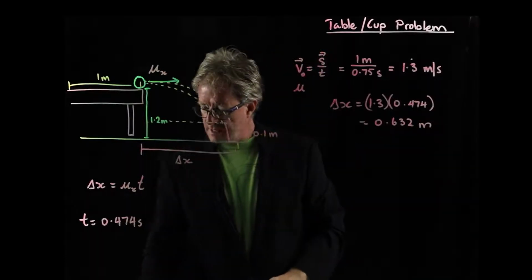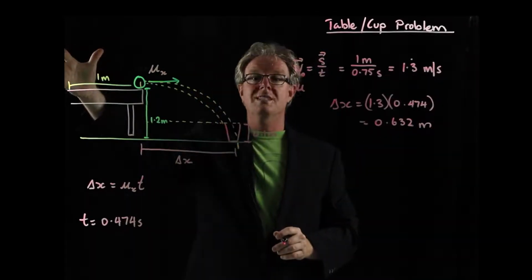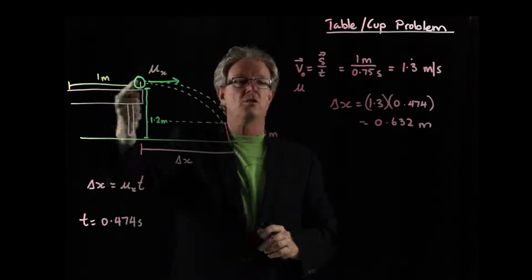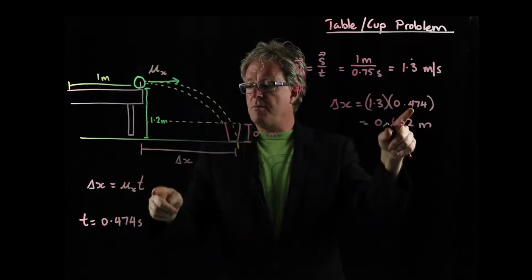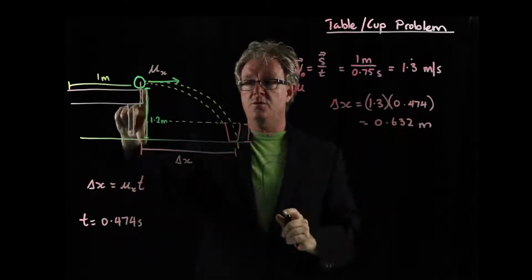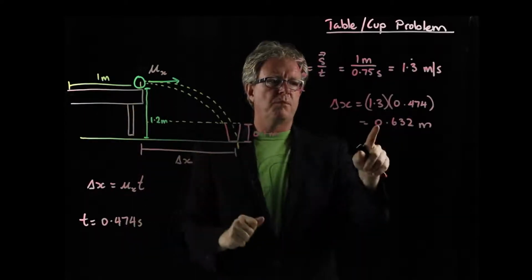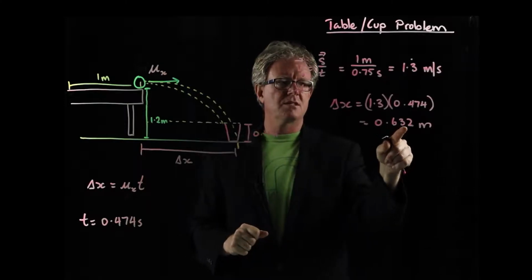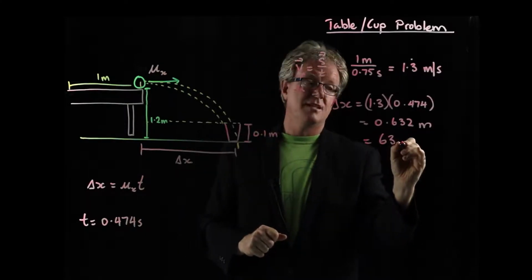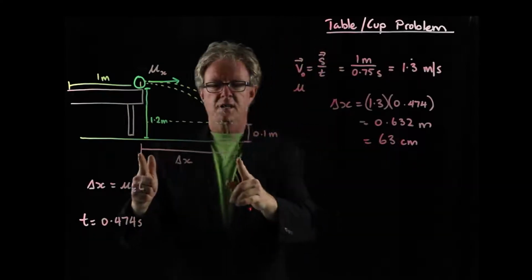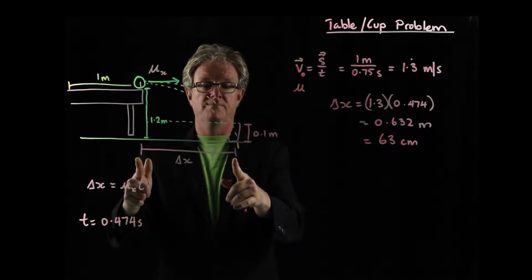So doing all that, it says that if you drop your steel ball from whatever height you had to get your initial velocity of 1.3 meters per second, and the time of flight is 0.474 seconds from that height, then you should be able to place your cup 0.63 meters, or 63 centimeters, away and it should catch it.